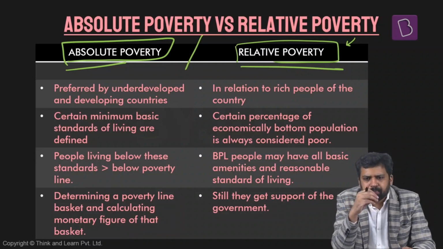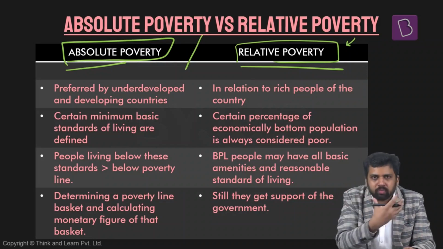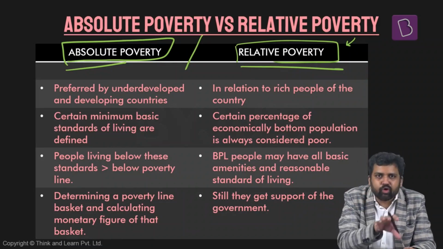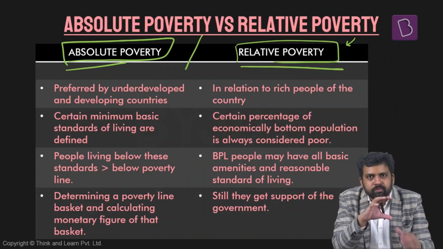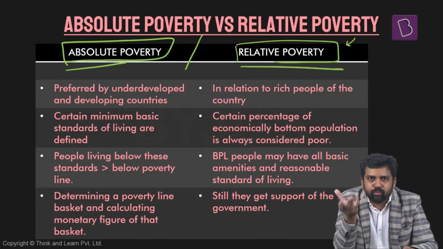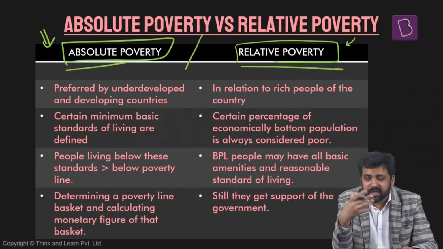Under absolute poverty, you first find out what are those things which are essential for the survival of an individual. Then you find out how much money will be required to have all these resources. Then you find out what percentage of population is able to afford this, and what percentage is not able to afford this. Those people who are not able to afford this basic basket of goods and services are called absolute poor. This type of measurement is basically measuring absolute poverty. So this is one way of estimating poverty.